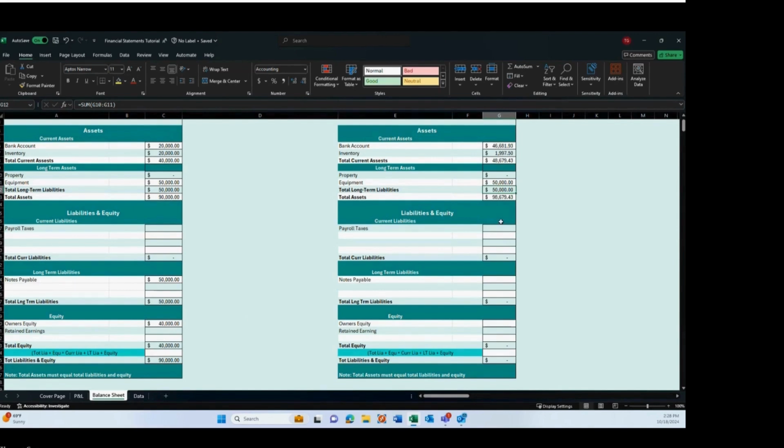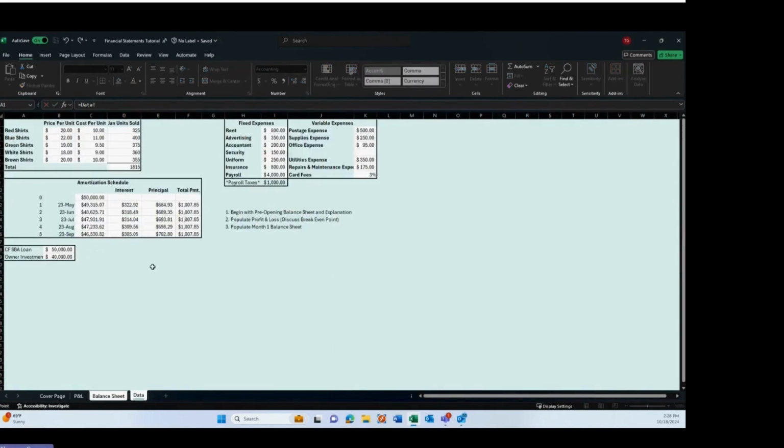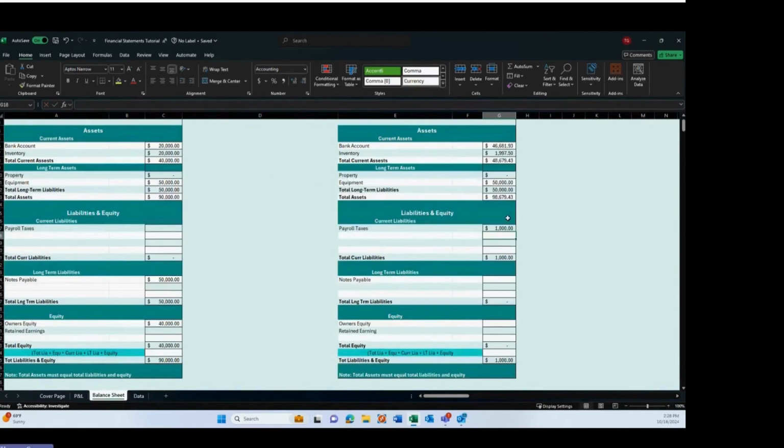So we'll go equals, and we go over to our data sheet, and we see payroll taxes here are at $1,000. So we add that in because we have to make that payment on those payroll taxes. We've incurred the liability, but we haven't made the payment yet, so it still remains a liability.